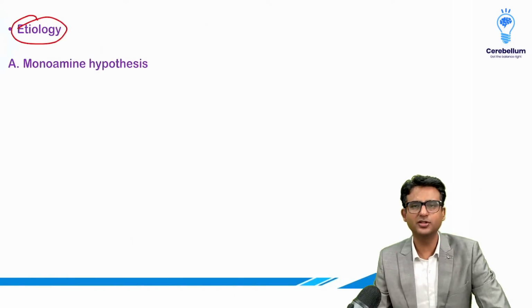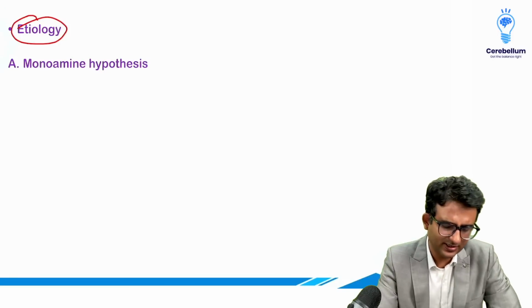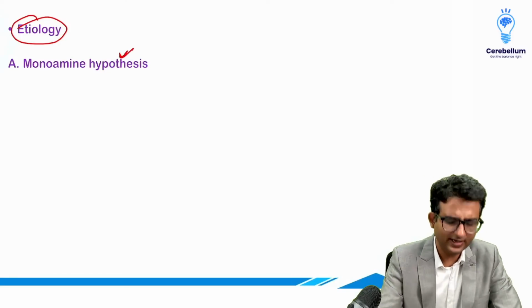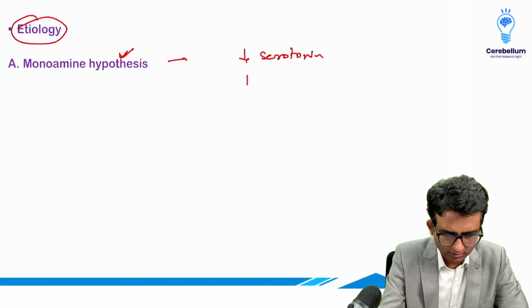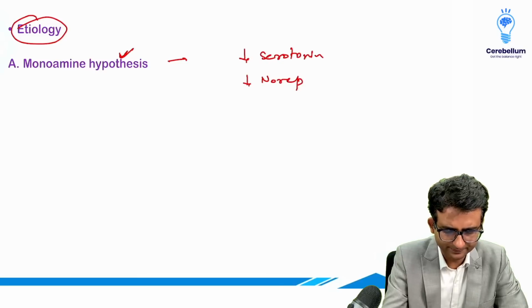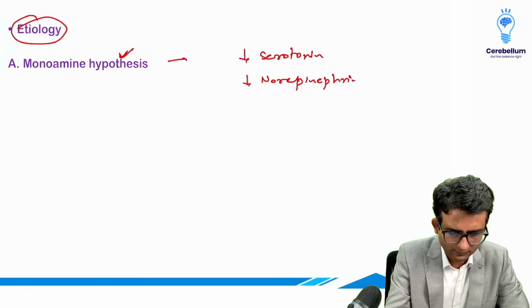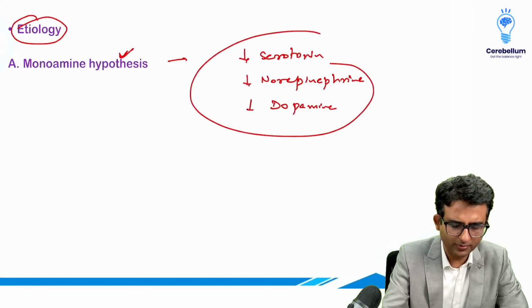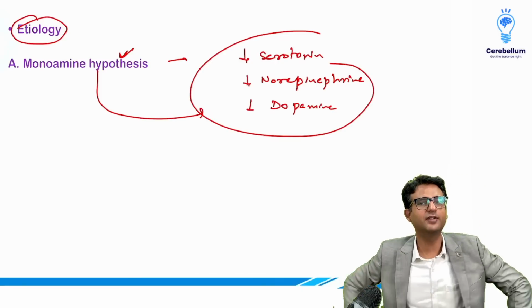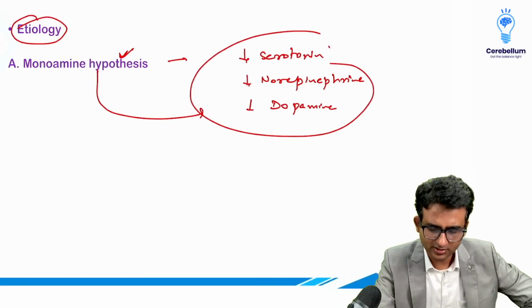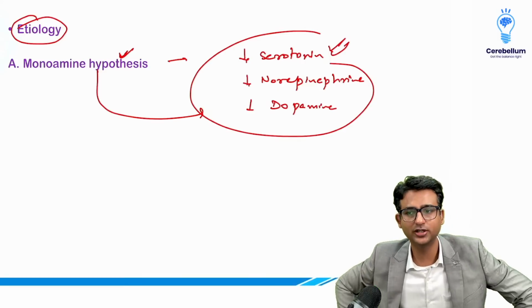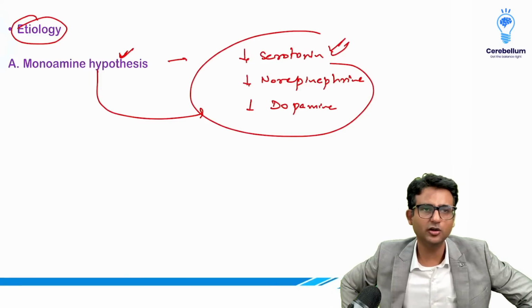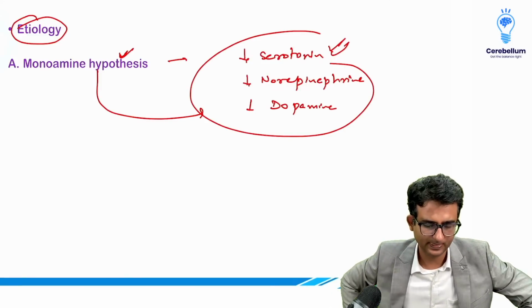What is the hypothesis behind depression? We are still stuck at the level of hypothesis. We say that low levels of serotonin, low levels of norepinephrine, and low levels of dopamine, the three monoamines, are responsible for development of depression. Out of these, the most importance is given to serotonin. This is the biological theory, to be precise, the monoamine hypothesis.